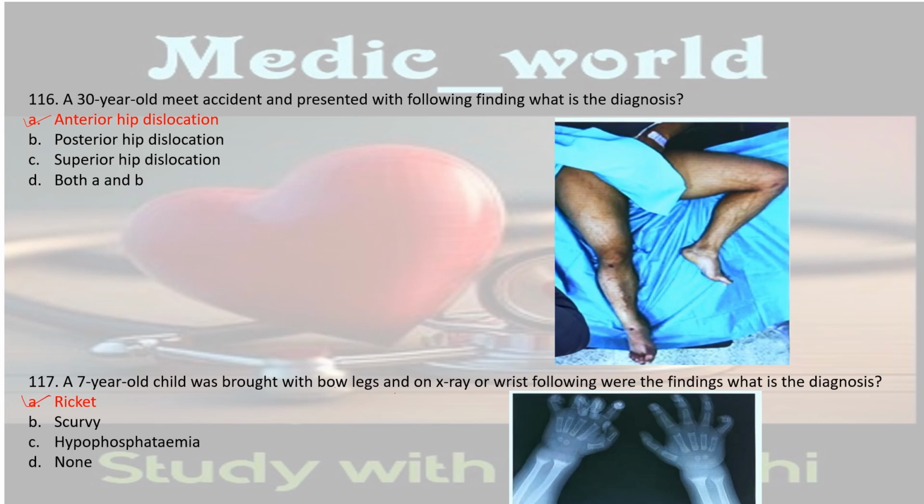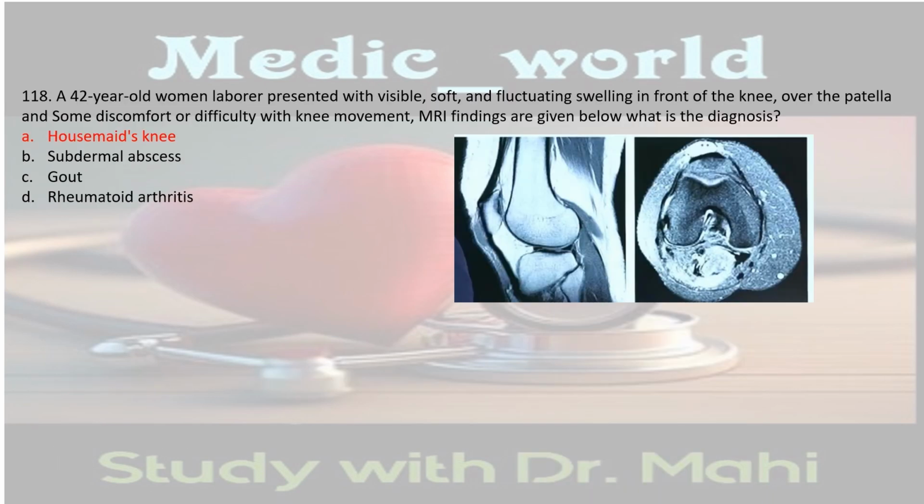Now the next question. A 42-year-old woman laborer presented with a visible soft and fluctuant swelling in front of the knee over the patella and some discomfort or difficulty with knee movement. MRI findings are given below. What is the diagnosis? The diagnosis is housemaid's knee.